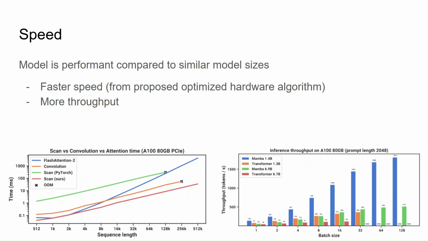For the bottom left graph, we can see that it is trying to compare scan and convolution and attention. These are ways to aggregate information. They want to show that scan is the best among them. And in the bottom right graph, we can see that Mamba's throughput is the best among the four models. We can see that for Transformers 6.7 billion, which is a pretty large model, it basically gave up on batch size 32 due to an out of memory error.